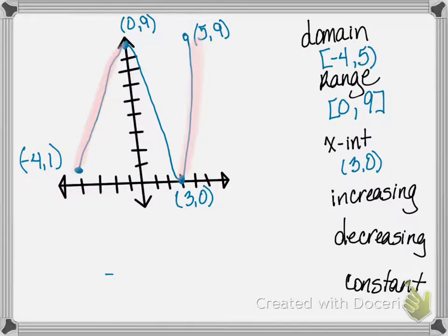-4 to what? 0. Good. -4 to 0. And that covers this one right here. Okay? Now, what's the other one? So we said -4 to 0. Okay? So what's this one right here?